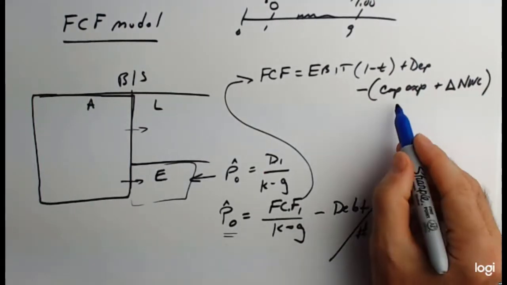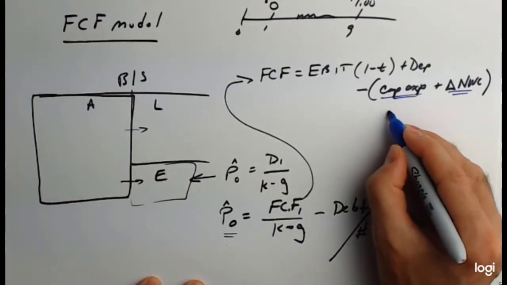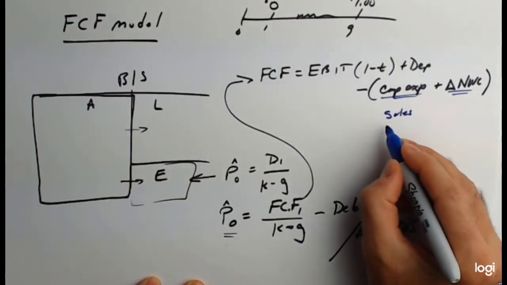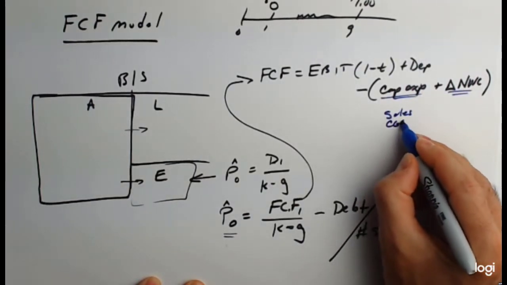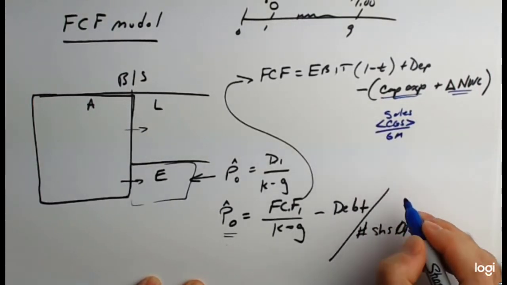So why are we deducting off the CapEx and the change in net working capital? Well, let me show you. Suppose we have an income statement, and then we have sales, cost of goods sold. This comes up to be gross margin.